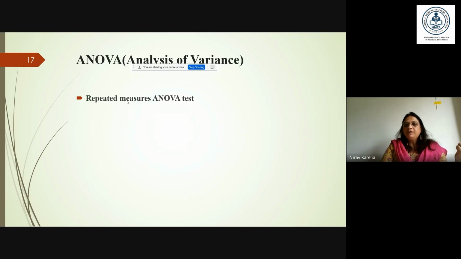And third is repeated measure ANOVA. Suppose at the start and the end of the first term, I have collected the score and seen which teaching method is important. The same group of students, I measure again at the end of the second term. So my measurements are repeated. So in this condition, I cannot simply apply one-way or two-way. Okay, I have to apply repeated measure ANOVA.